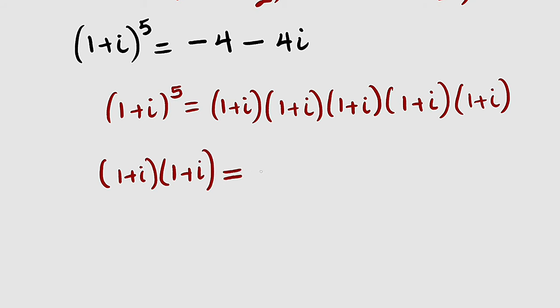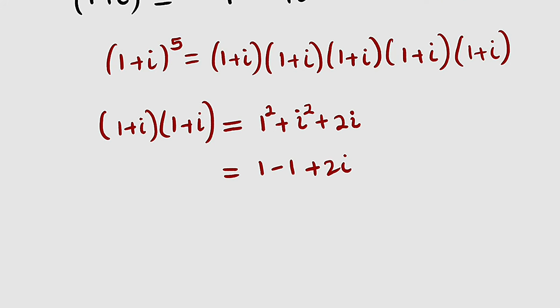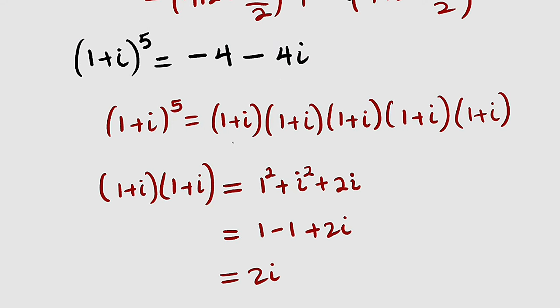It is going to be first term squared plus second term squared plus 2 multiplied by first term multiplied by second term. 1 times i is just i, right? This is equal to 1 squared is 1, but i squared is negative 1 according to definition, then plus 2i. 1 minus 1 is 0, so we have only 2i. So we have seen that the first 2 is equal to 2i. The second 2 will also be equal to 2i.